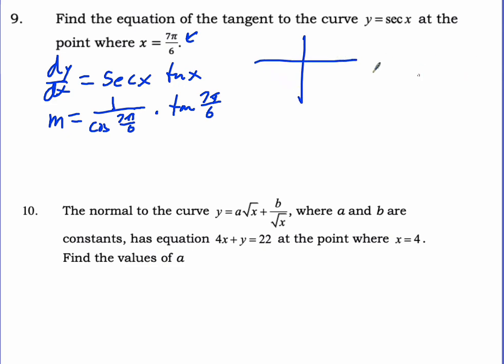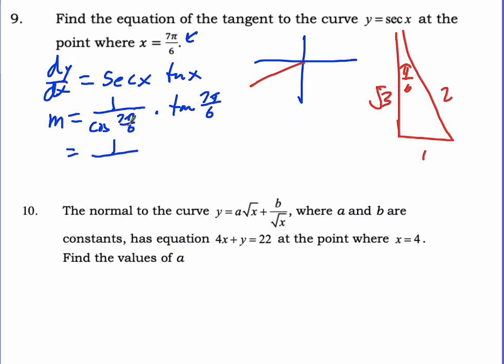Okay, 7 pi over 6 is in this quadrant. And let's draw the pi over 6 triangle again. 1, 2, root 3. Alright, so the slope, so cosine there is going to be negative. So we're going to have negative, and the cosine is root 3 over 2. And the tangent here is 1 over root 3. Okay, when we multiply that, the root 3's cancel. So it's just going to be 1 over negative half. No, they don't cancel, they become 3, sorry. This becomes negative 2/3.